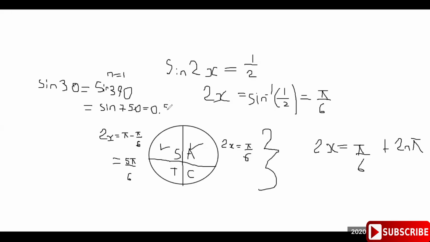So you can check these in a calculator. Sine 750, sine 390, sine 30, they're all going to give you the same, because what you're doing is spinning around in a circle. When you spin around in a circle, it's not going to change the value once it's one complete revolution. And so 2x is equal to pi by 6 plus 2n pi, or it's equal to 5 pi by 6 plus 2n pi.